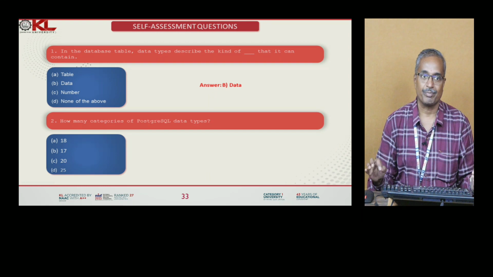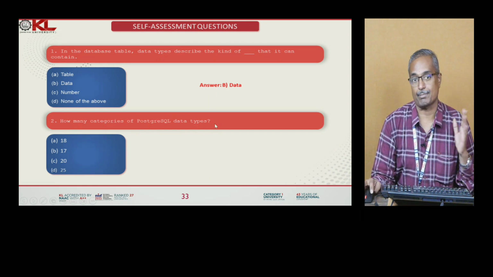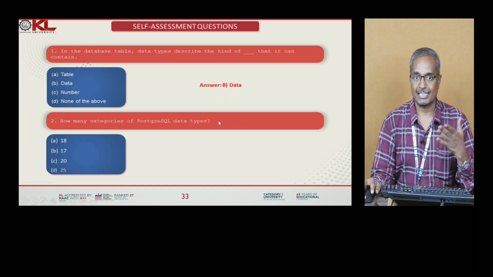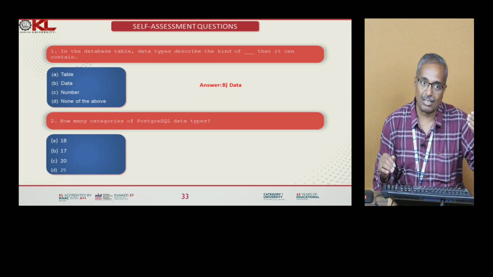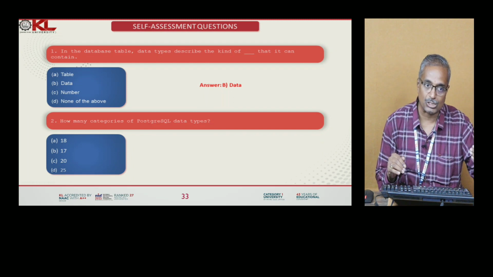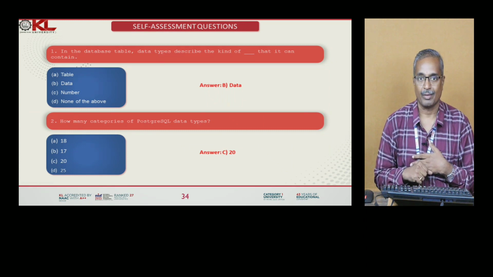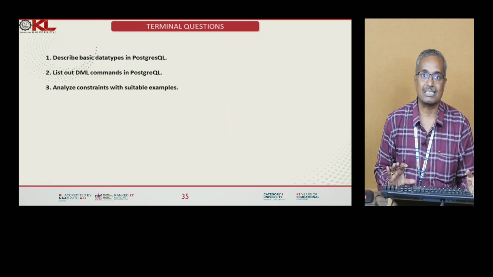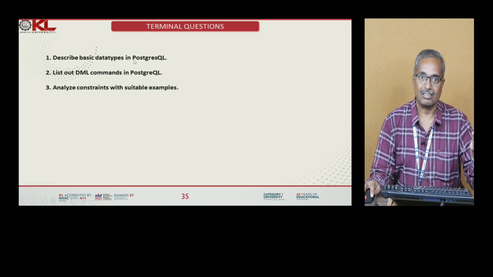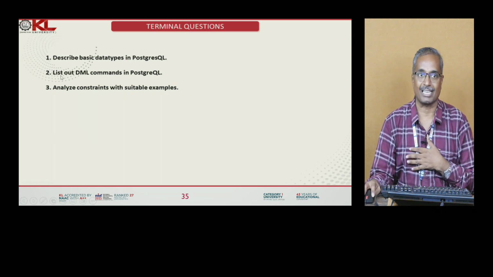Second question: how many categories of PostgreSQL data types are there? I explained. One option is 18, second is 17, third is 20, fourth is 25. The answer is 20.